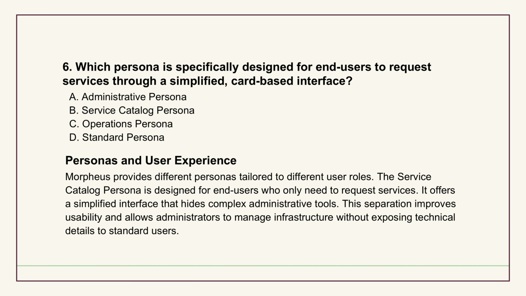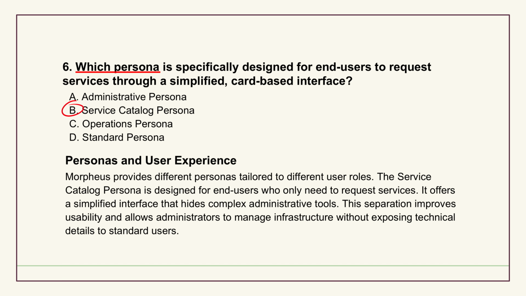We have built the back end, we set the rules, and we locked down the budget. Now, section 4, the front end. What does the actual user see when they log in? The user experience. This is where the rubber meets the road for most people in the organization. Question 6 asks about personas. The question is, which persona is designed for end users to request services through a simplified card-based interface? The answer is B, the service catalog persona.